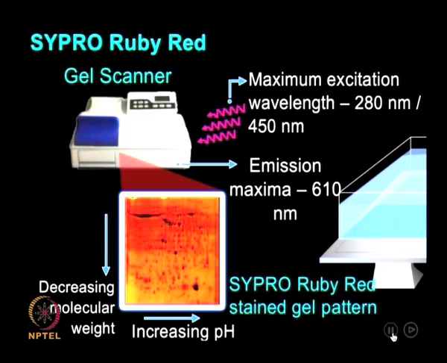The MS compatible gel is then viewed using a UV or laser scanning instrument with an excitation wavelength near 280 or 450 nanometers. This stain has two excitation maxima and an emission maximum of 610 nanometers. In this animation, you can see a gel pattern showing the staining obtained after SYPRO Ruby Red, and it is showing separation in 2 dimensions based on molecular weight and isoelectric point.